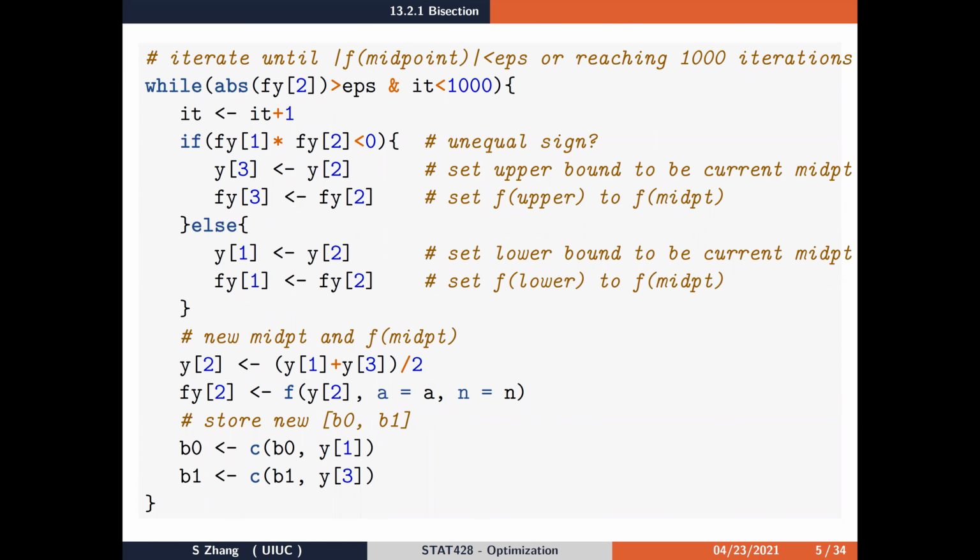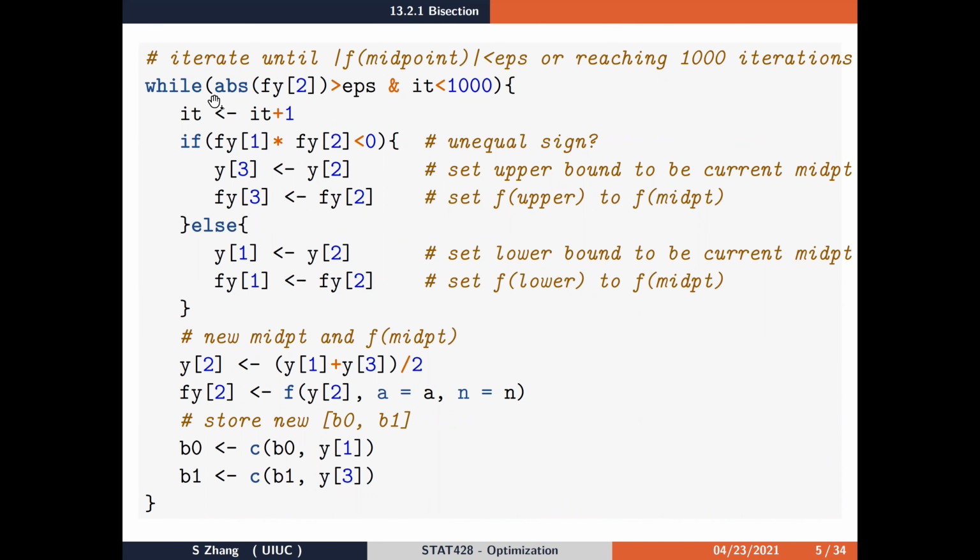Here's the code for iteratively solving this nonlinear equation using the bisection method. This is going to iterate until the midpoint's absolute value is less than or equal to our tolerance epsilon, or until we have reached a total of 1,000 iterations. So you can see that in this case, 1,000 is the maximum number of possible iterations. If it goes beyond that, we will stop the algorithm instead of running it infinitely.